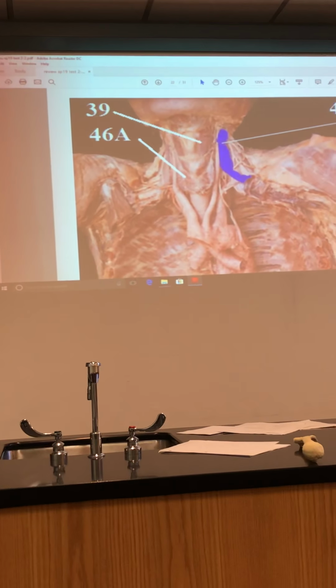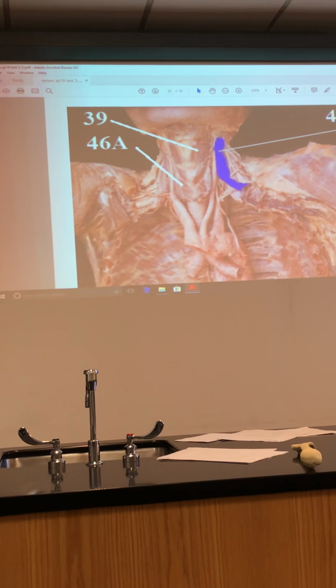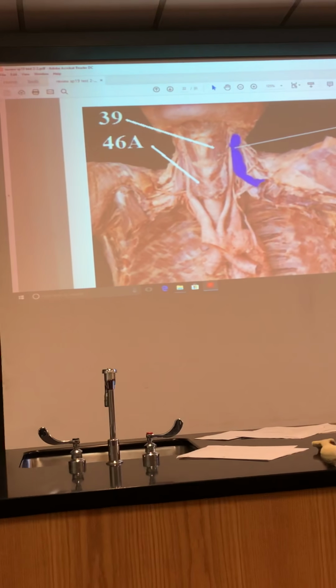Is internal jugular. What's 39? Thyrohyoid. It's a deep muscle. Thyrohyoid.